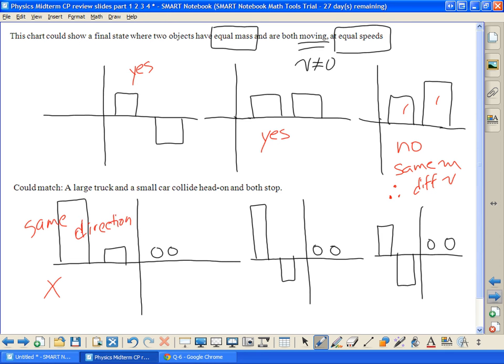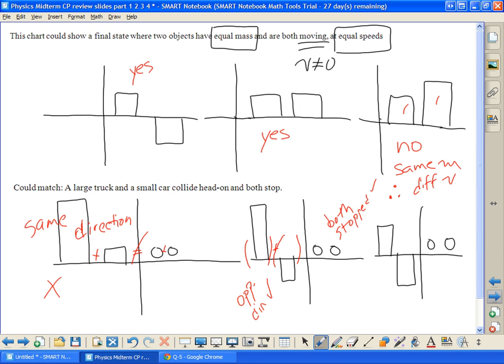Okay, good. Plus this, plus this, does not equal this plus this. Now here, we have opposite directions. Opposite directions, check. We have both stopped, check. Looking good so far. But the numbers don't add up. Yeah, but they have different masses. Yeah, but this isn't mass, this is momentum. It doesn't say anything about velocity.